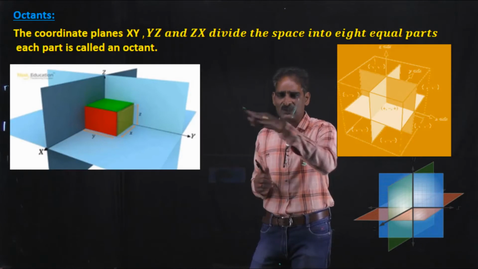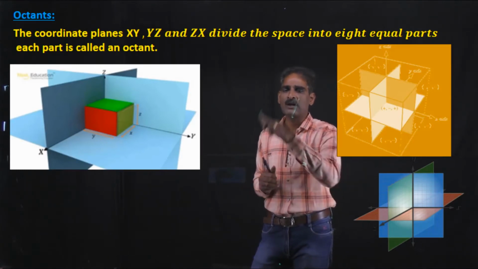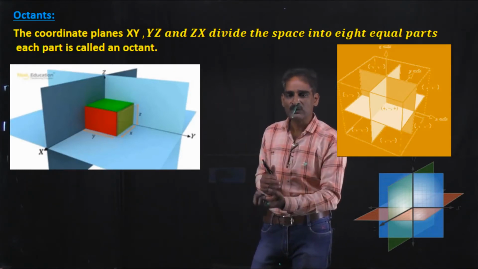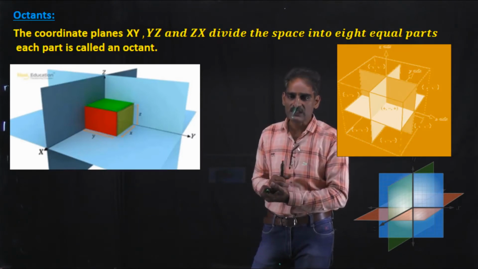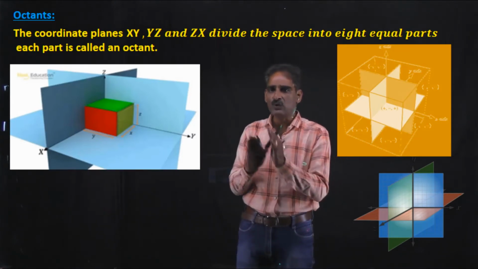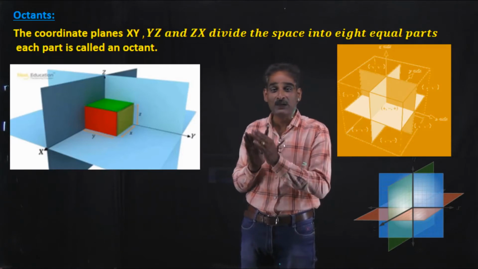Like that, we can give names for the octants also: 1, 2, 3, 4, like that. In the bottom also there are 4 octants. Understand? So this is the way to form the octants with the help of the coordinate planes.